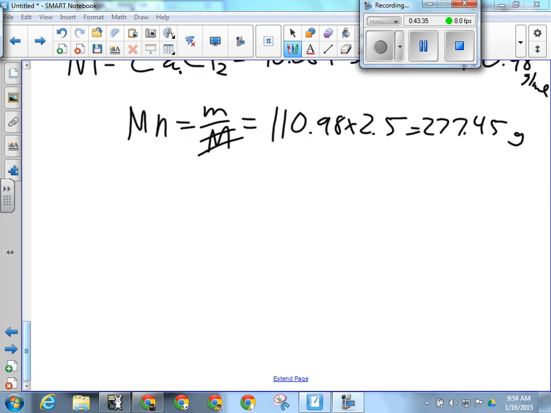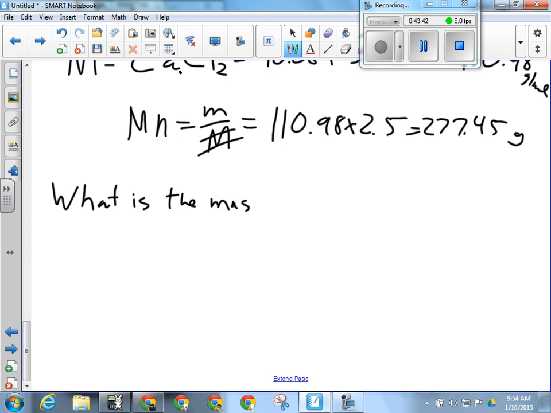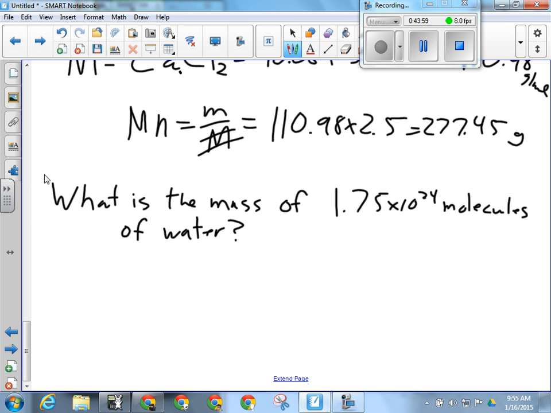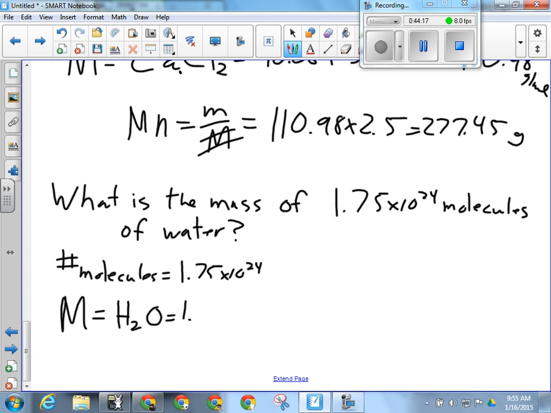Moles? Okay. So what is the mass of, let's say, 1.75 times 10 to the 24 molecules of water? Okay, so my givens are number of molecules, 1.75 times 10 to the 24, and the fact that it's water. So I can calculate big M because water is H2O. So that's 1.01 times 2 plus 16, which is 18.02 grams per mole.